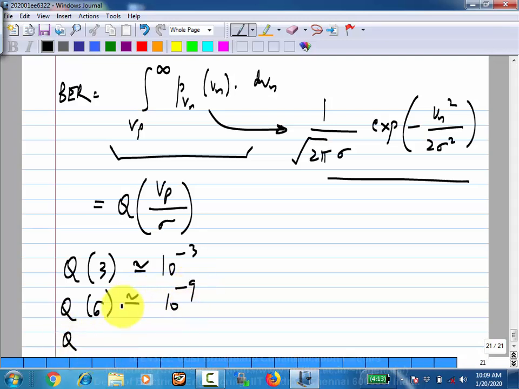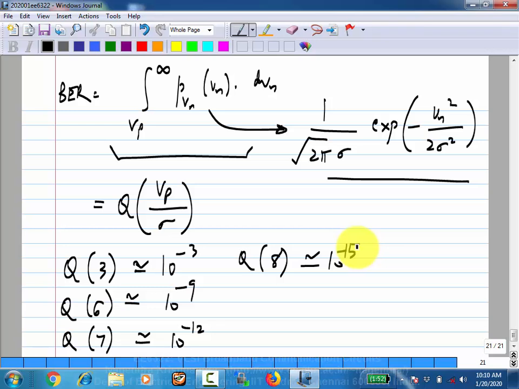Just to give you some numbers, Q of 6, that is, if Vp is 6 times the sigma, the error rate is about 10 to the minus 9, and Q of 7 is about 10 to the minus 12, and Q of 8 is about 10 to the minus 15.